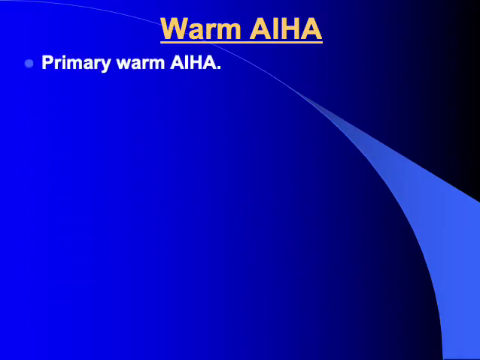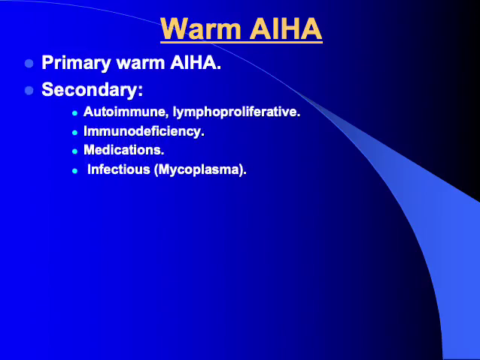So the primary warm autoimmune hemolytic anemia is the one that's associated with the splenic marginal zone lymphoma. But also there is a secondary warm autoimmune hemolytic anemia, which is related to other autoimmune diseases and lymphoproliferative disorders, immunodeficiency, medications such as antibiotics, infectious diseases, mycoplasma pneumonia. These conditions may lead to warm autoimmune hemolytic anemia and IgG warm antibody.